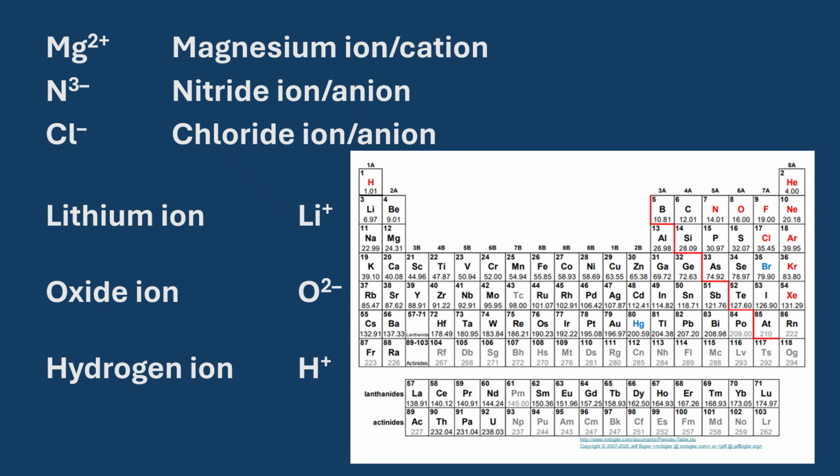Notice the notation on all 6 of these examples. In all cases, the charge is noted as a superscript to the right of the elemental symbol. If the magnitude of the charge is greater than 1, then the number is written first and the sign is written second.